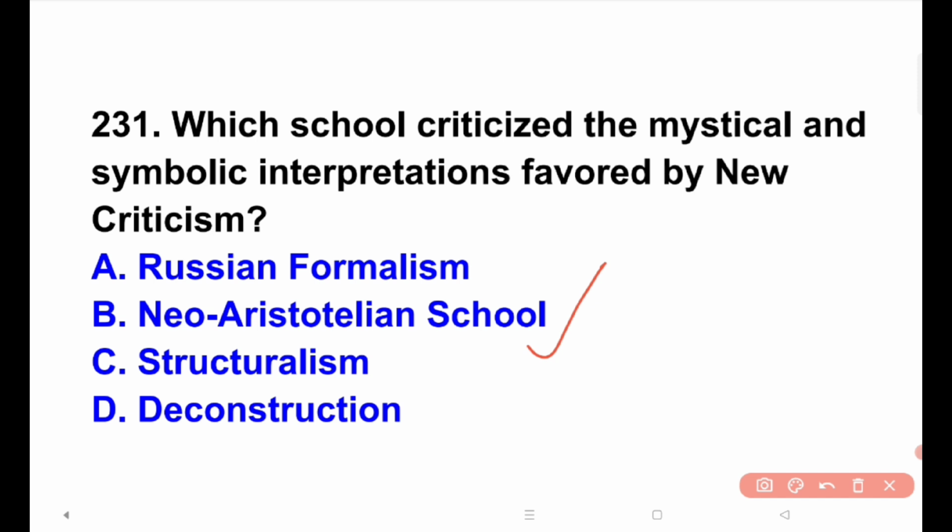Russian formalism focused on literary device and form but did not actively oppose the symbolic interpretations of new criticism. Structuralism, while it analyzed the deep structure of texts, did not directly critique new criticism's symbolist approach. Deconstruction, made well known by Jacques Derrida, criticized structuralism and logocentrism, but came later and was not aimed specifically at new criticism. R.S. Crane, Anti-Symbolist Essays in The Language of Criticism, 1953.